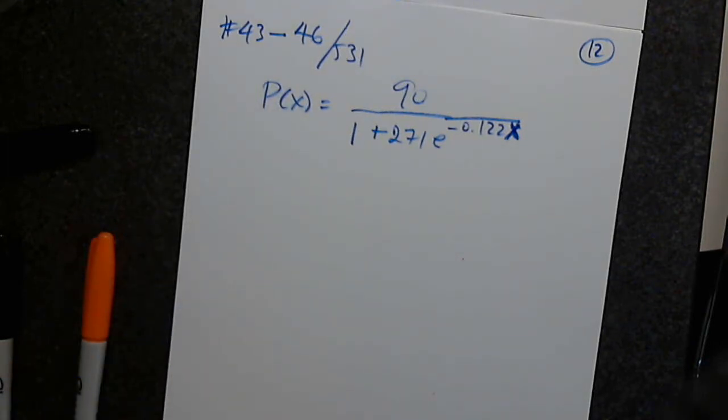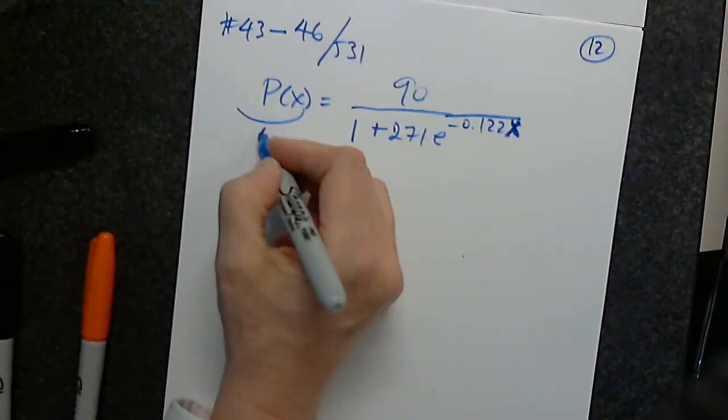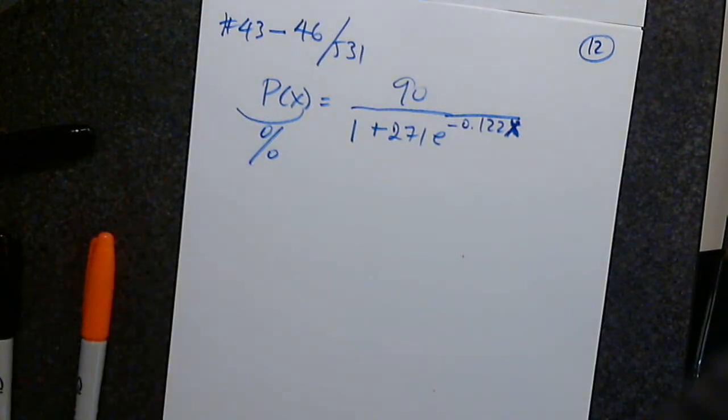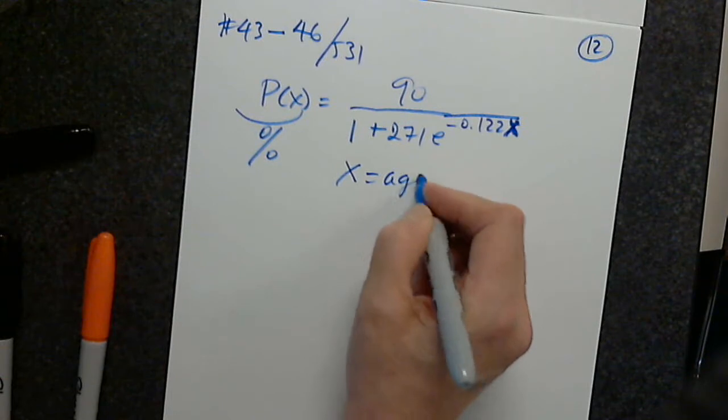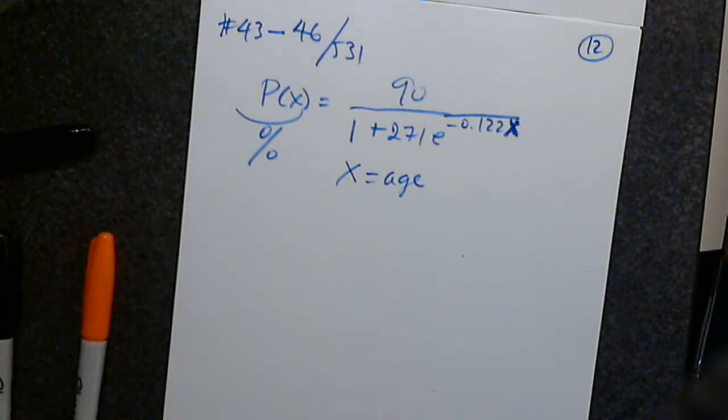Let's see what they mean. The logistic growth function is given. It models the percentage, again, this is percent of Americans who are x years old. x is the age. With some coronary heart disease, with some heart problems. Use this function to solve exercises 43 through 46.